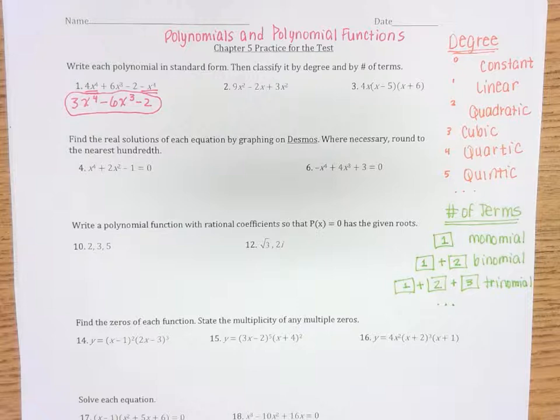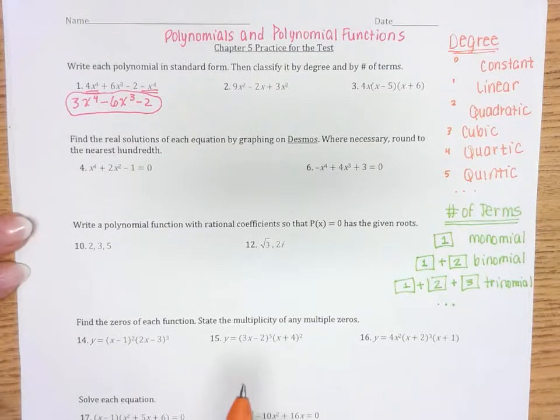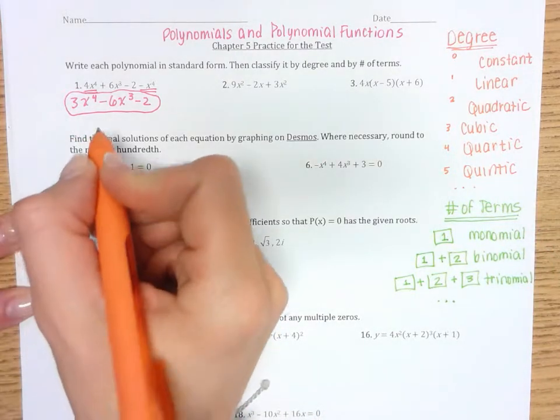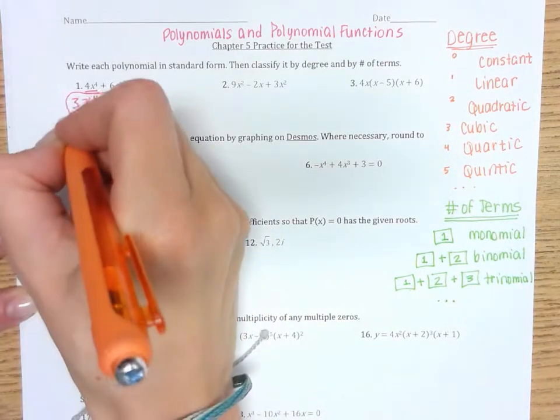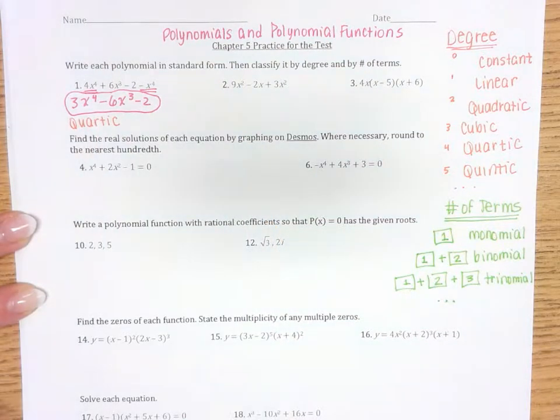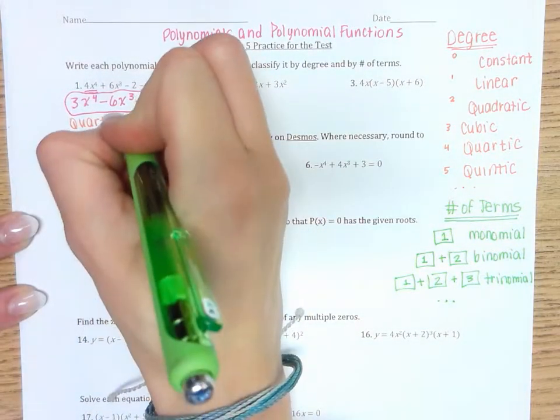I guess I can color coordinate. We're going to classify it by degree and number of terms. So degree, terms, D, T, my initials. So your degree is 4, so I'm going to name this a quartic. And when everything's combined, we have 3 terms, so it's a trinomial.